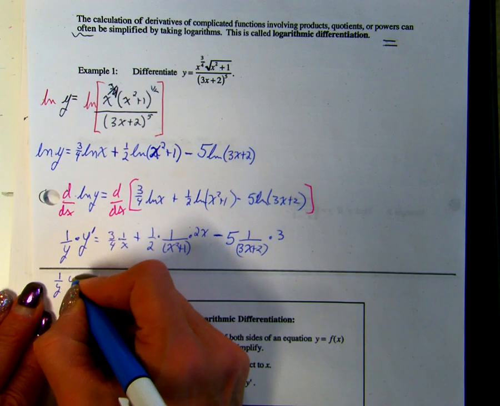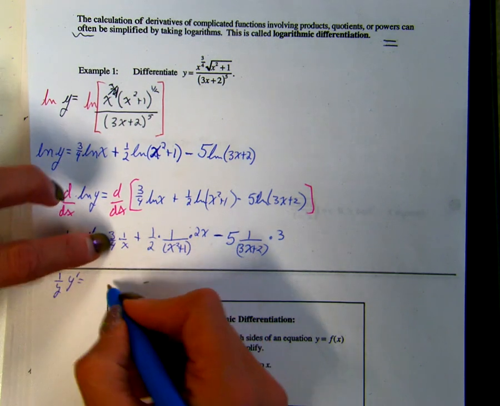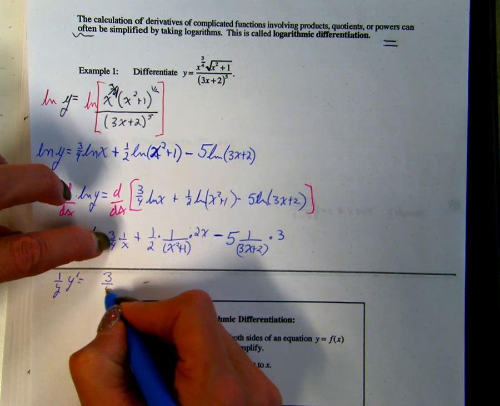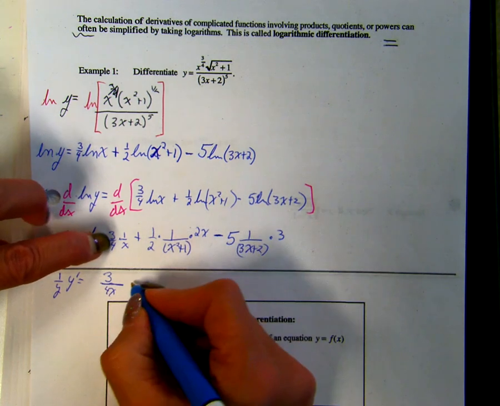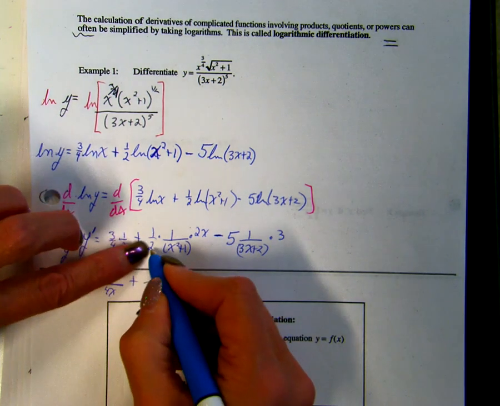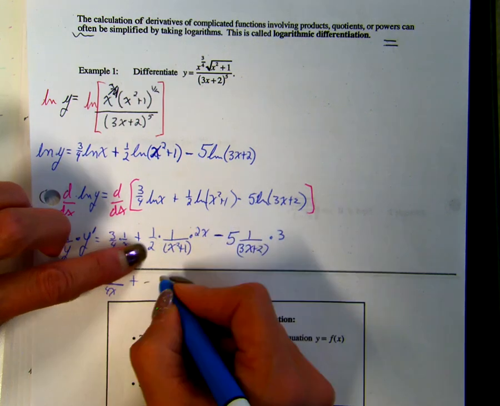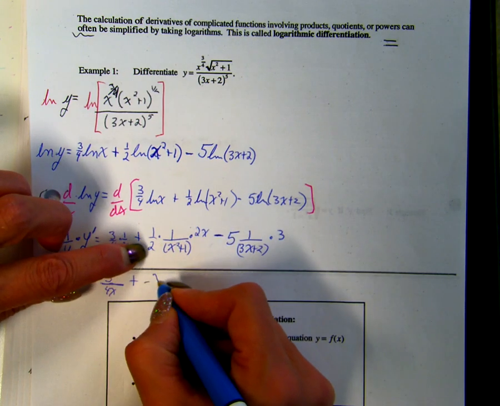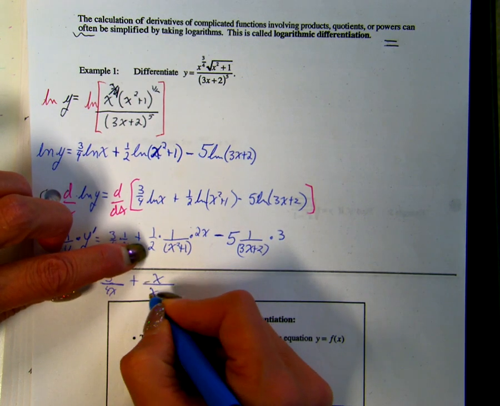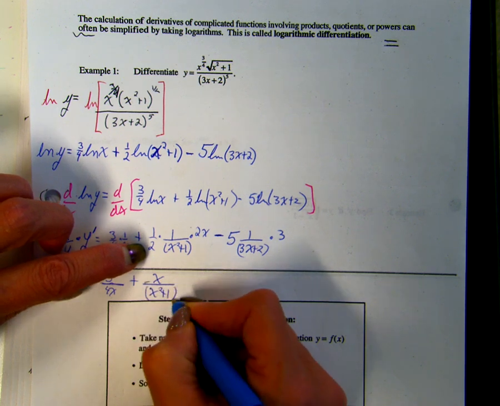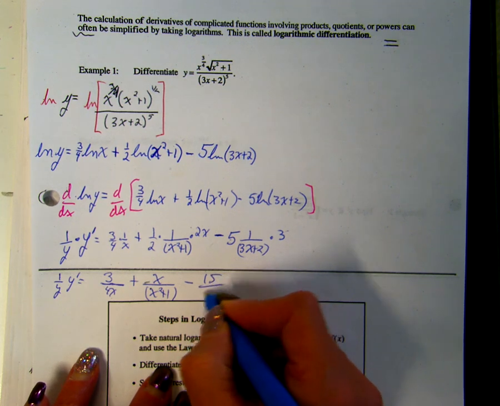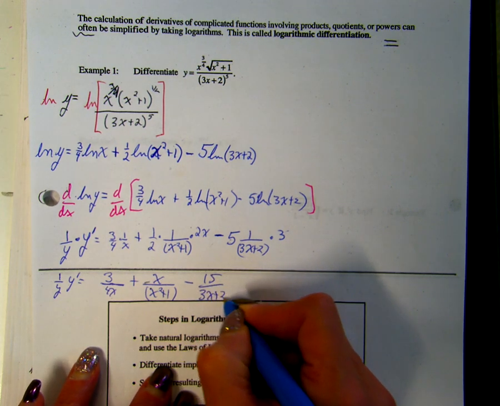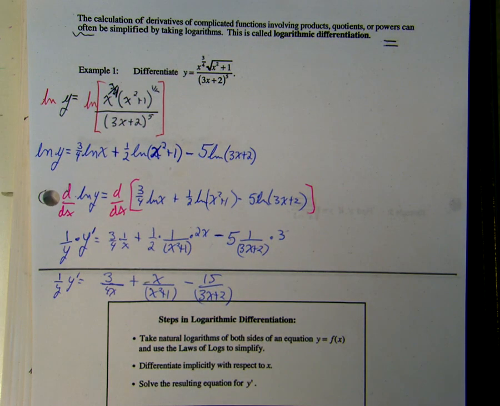So 1 over y times y prime is equal to 3 over 4x. Just going to algebraically clean this all up. Plus a half times 2x, the 2's would cancel. I just end up with an x on the top and an x squared plus 1 on the bottom. And 5 times 3 minus 15 over 3x plus 2.